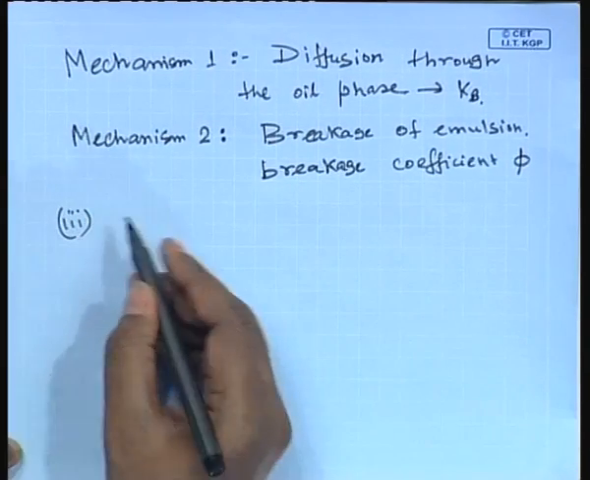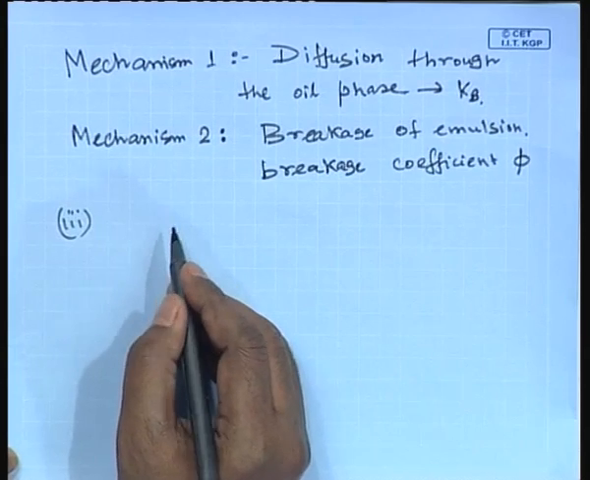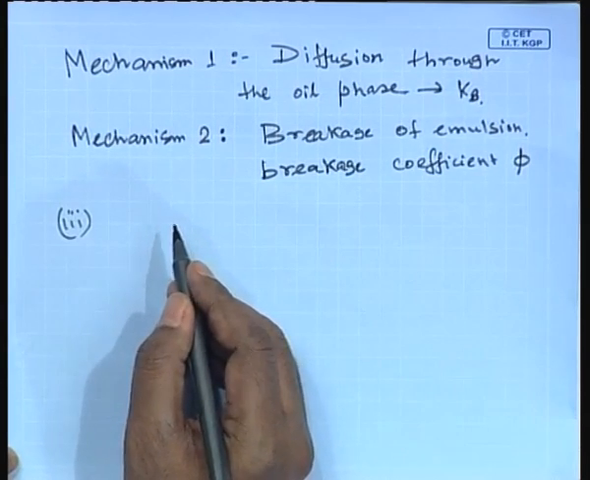Third salient feature is in external phase B again converts to A.